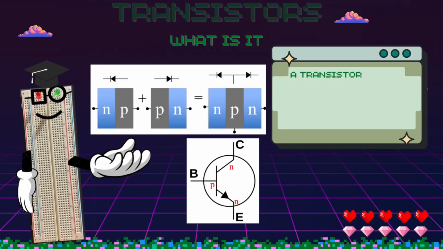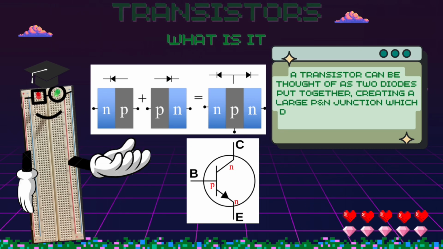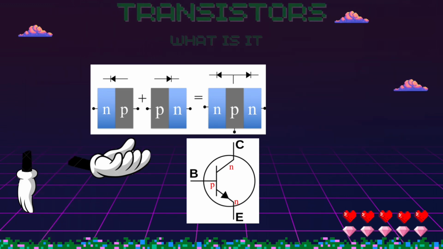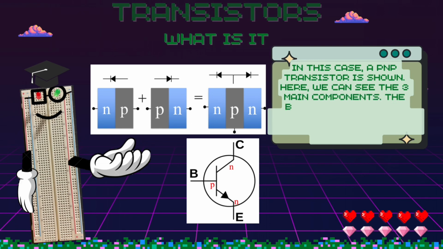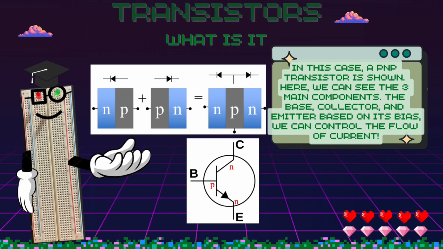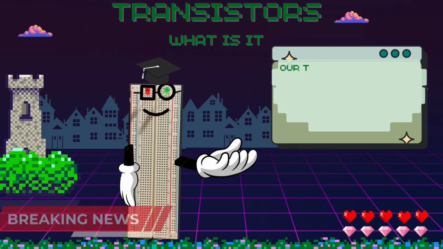A transistor can be thought of as two diodes put together, creating a large P and N junction which determines the flow of current. Like a switch. In this case, a PNP transistor is shown. Here, we can see the three main components: the base, collector, and emitter. Based on its bias, we can control the flow of current.